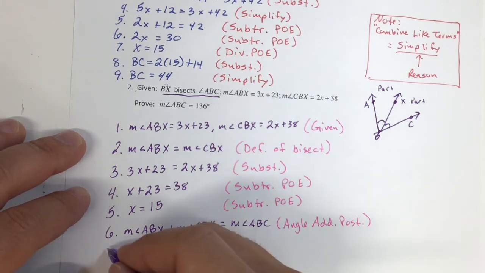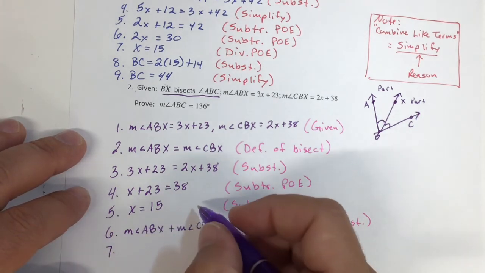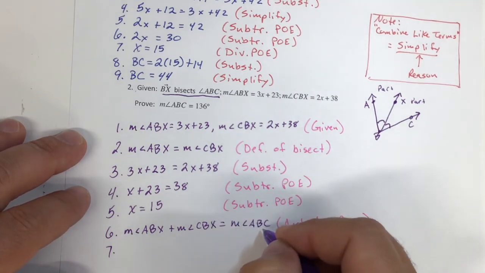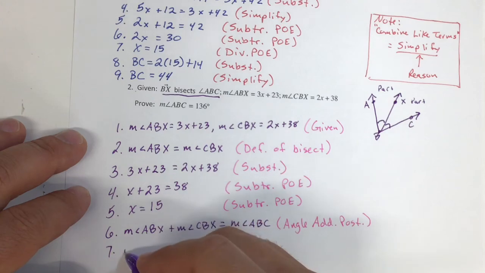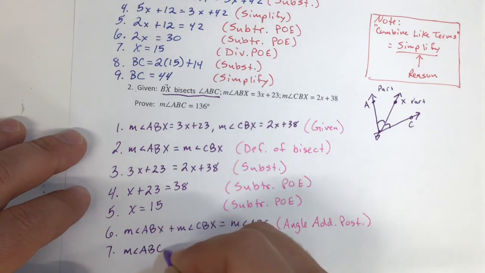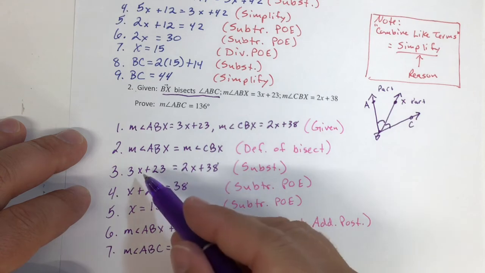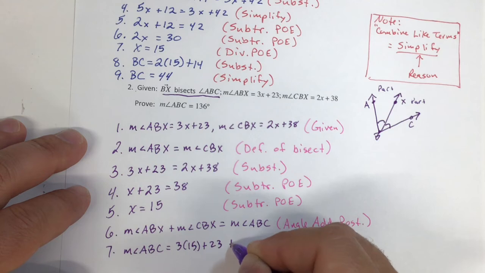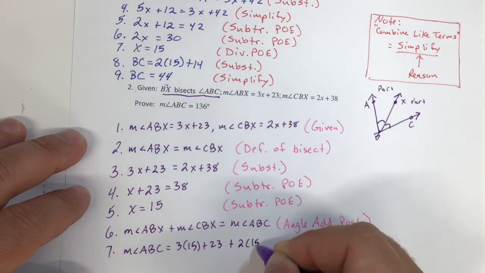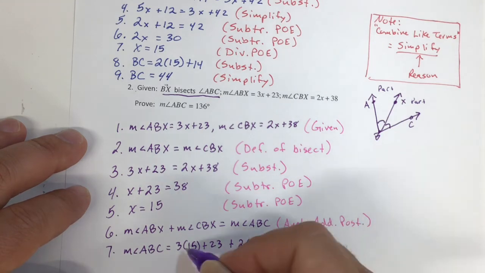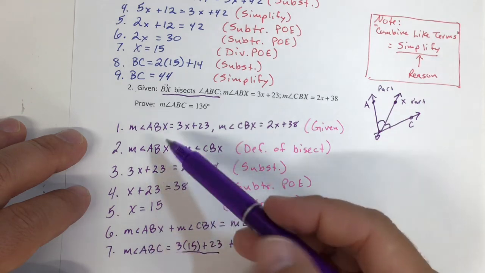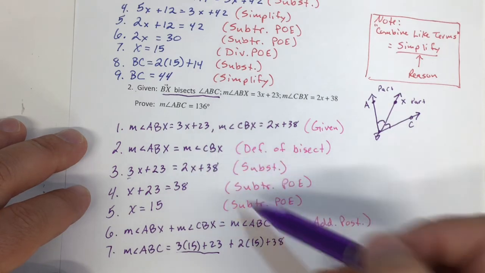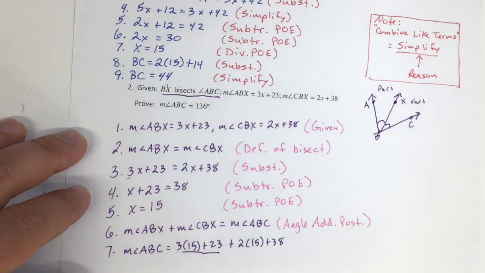We're going to keep going a little bit. Now we can substitute in for what I have. We're going to do a bunch of substitutions at once, all right? Now, this is the one chance when we can actually flip this around a little bit and just say the measure of angle ABC then is equal to 3 times 15 plus 23 plus 2 times 15 plus 38. Okay, this expression comes from measure of ABX. This expression comes from CBX, and we're just plugging in 15. Okay, all we did was substitute there.